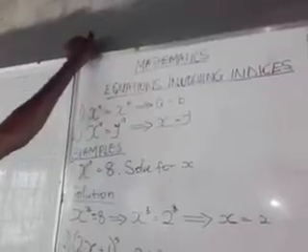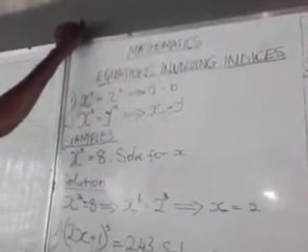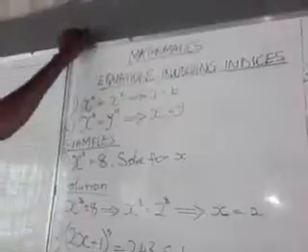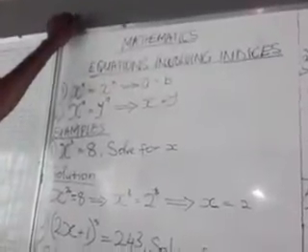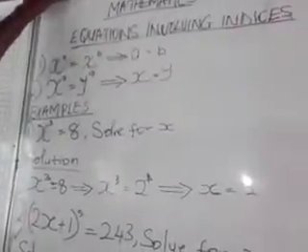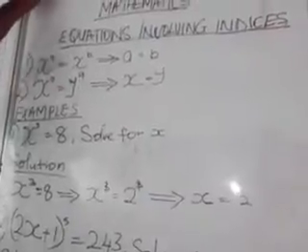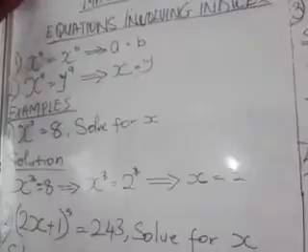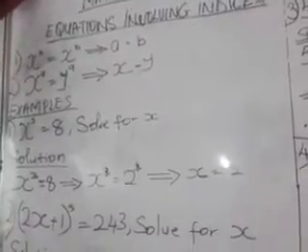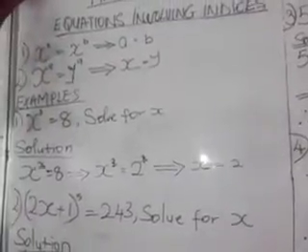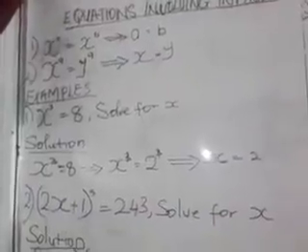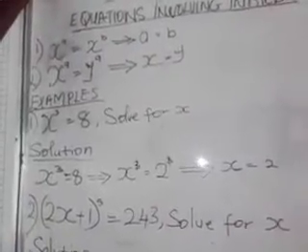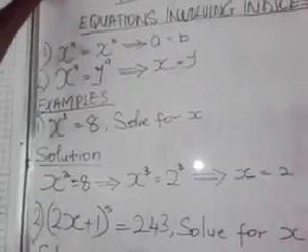Equations involving indices. Many a time we are given situations where we are going to solve equations that involve indices, and the rules are simple. When two index numbers of the same base are equal, it implies that their indices must be equal.